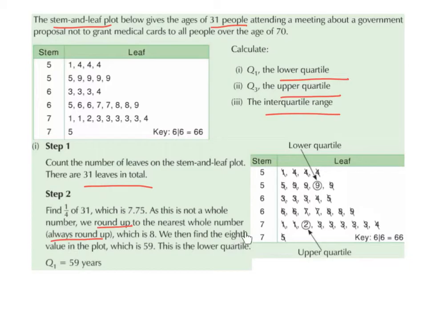So we have to find the 8th value in the plot. So 8 is not the lower quartile. That's very, very important. The 8th value is. So we have a look at our leaf. We start with the very first leaf, which is a 1, which represents 51. And we count along until we find the 8th one. 1, 2, 3, 4, 5, 6, 7, 8. So that 9 there is the 8th value and it's the lower quartile, and it represents 59 years. So Q1 is 59.